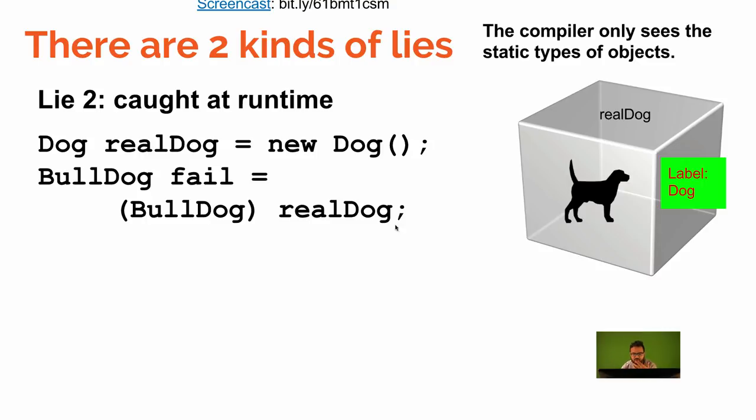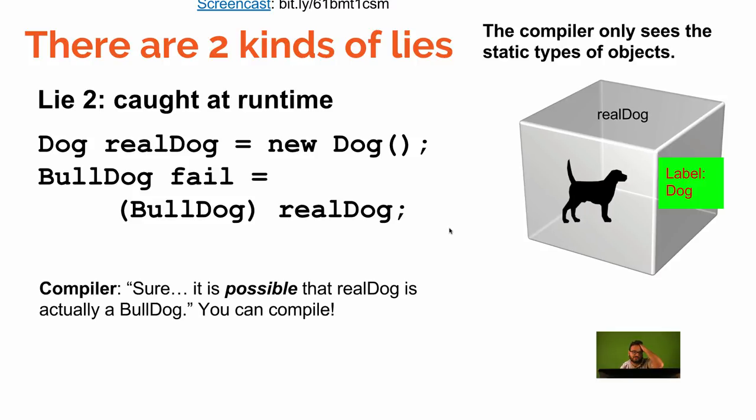And the reason is that the compiler cannot open this box. So it cannot verify whether you're lying or not here. The compiler does not see this. The compiler simply says, okay, you're telling me that inside this real dog box, which is labeled dog, there is a bulldog. Compiler says, sure. Yeah, that's possible. I would have allowed that in the past, right? If I tried to put a bulldog in here in the past, the compiler would have let us do that. So the compiler has no way to catch this lie because it cannot look inside. It says, fine. It is possible that real dog is actually a bulldog, so the compiler lets you compile.